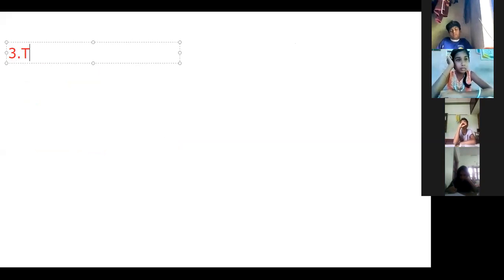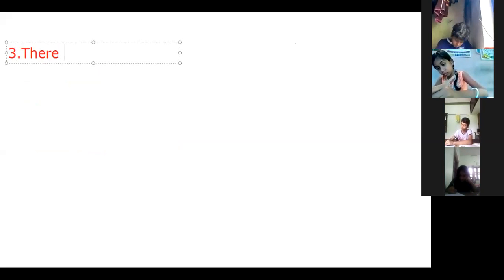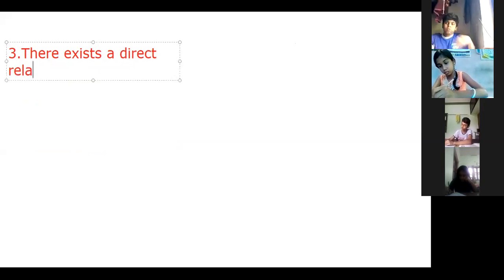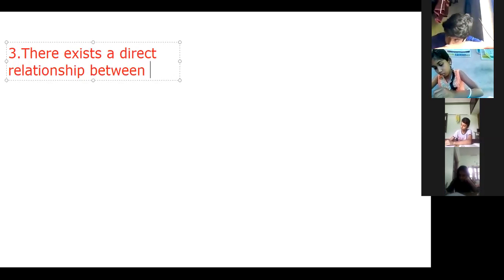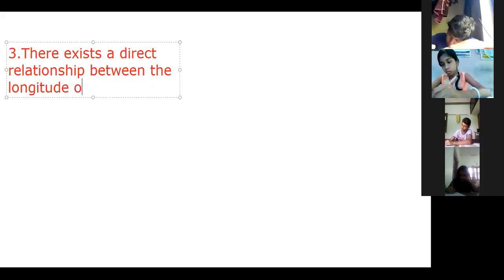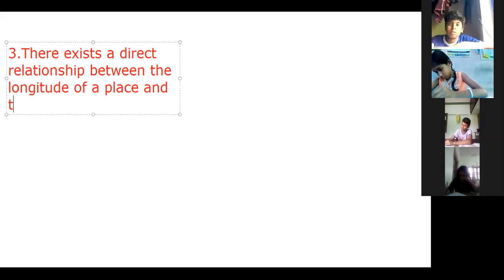There exists a direct relationship between the longitude of a place and the time of that place.